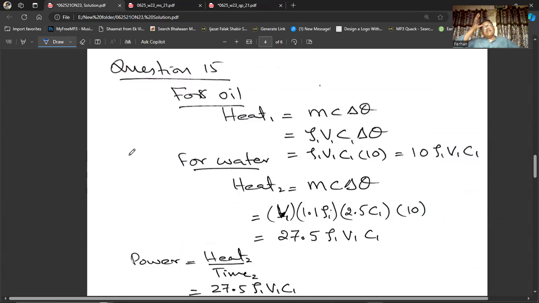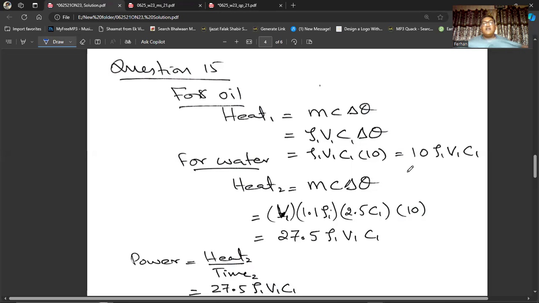So for oil, suppose the heat required is mcΔθ. So suppose the mass of the oil is the density of the oil multiplied by the volume of the oil. So here we have density ρ1 multiplied by volume V1. I'm talking about oil, and its specific heat capacity, I'm calling it c1, and Δθ is the change in temperature, that is 10. So the heat required by the oil to raise its temperature through 10 degrees centigrade will be 10 multiplied by the density of the oil, multiplied by the volume of the oil, multiplied by the specific heat capacity of the oil.